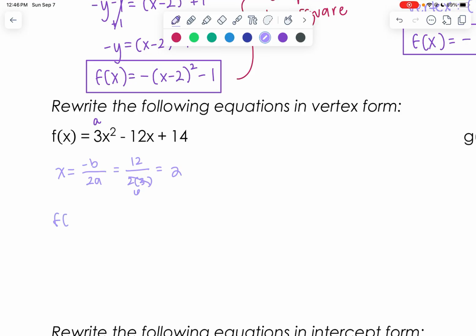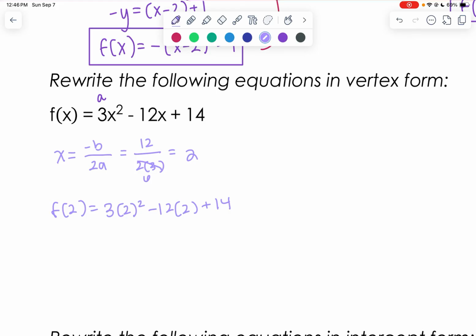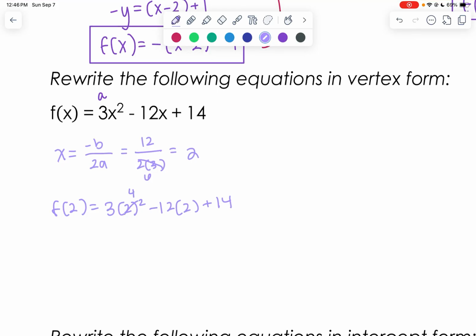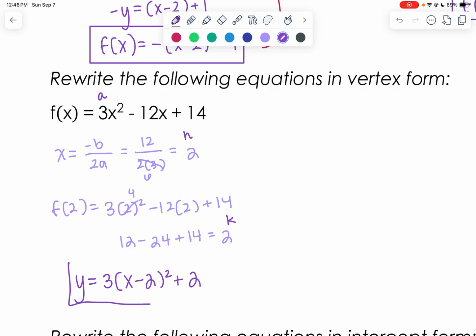Okay, and now I'm going to find f of 2 equals 3 times 2 squared minus 12 times 2 plus 14. And we're going to need to be careful on these, that you're not rushing through anything, right? So 3 times 2 squared, that's 4. So 3 times 4 is 12, minus 2 times 12 is 24, plus 14. So 12 and 14 is 26 minus 24. That would be 2. So here was your h coordinate of the vertex. There's your k coordinate of the vertex. So y equals, a is 3 times (x minus h, which is x minus 2) squared, plus 2. That's it.